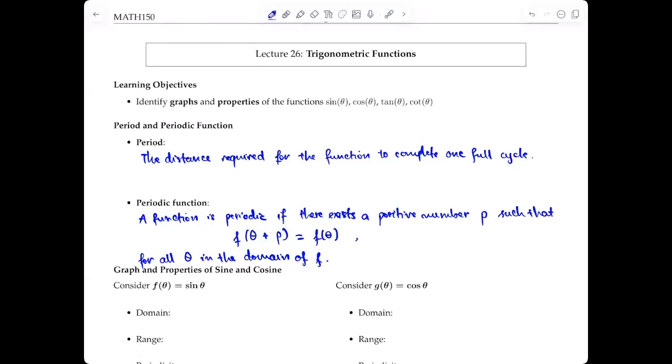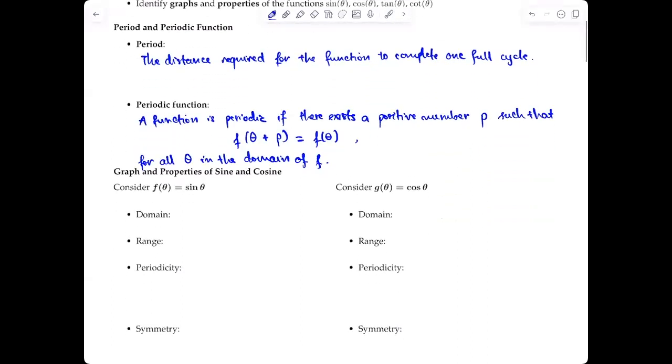All right. We'll get to that a little bit later, but we know for sure that cosine, sine, tangent, and cotangent are periodic functions, and they will have different periods. So those two definitions done, we're going to dive into the graph and properties of sine and cosine functions.